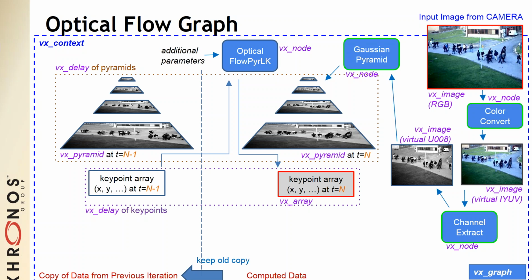And once you have this flow diagram ready, calling the APIs is going to be very similar to the way we did it for the Harris. And the important thing is to make sure you call the vxAgeDelay function after running the graph every time, so that the current set of pyramid and key points get swapped with the previous ones. That way you have a flip-flop happening between these two.